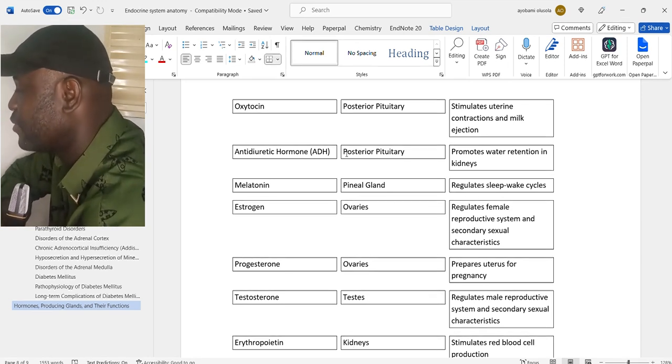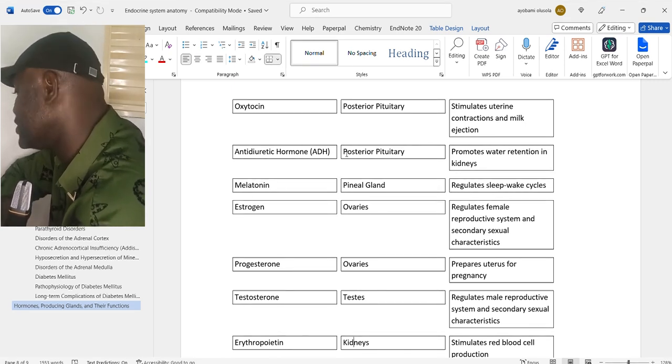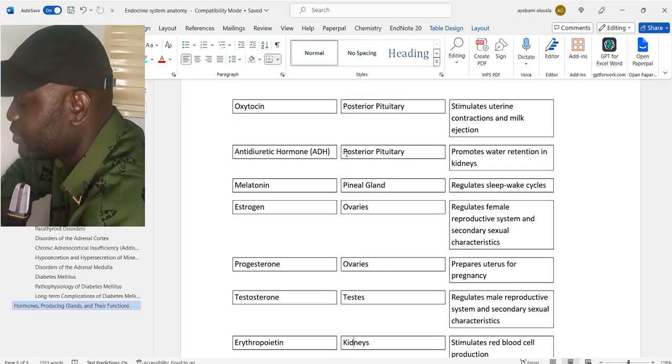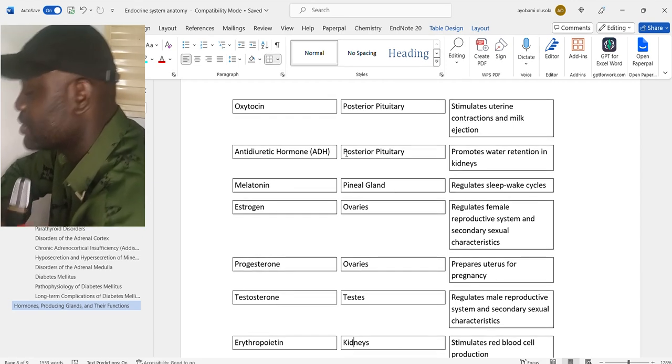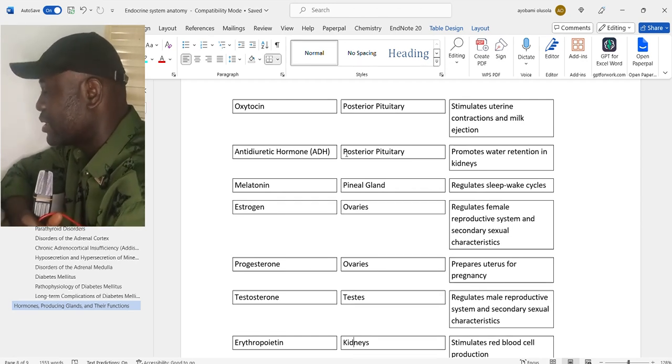Estrogen is released by ovaries. It regulates the female reproductive system and secondary sexual characteristics. Progesterone is also produced by ovaries, and it prepares the uterus for pregnancy. Testosterone is produced by the testes. It regulates the male reproductive system and secondary sexual characteristics.